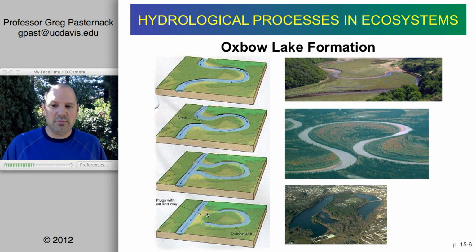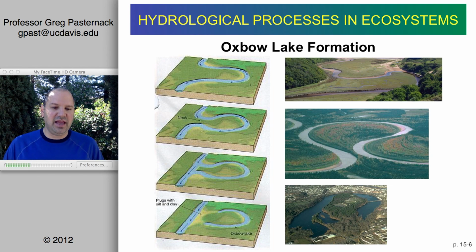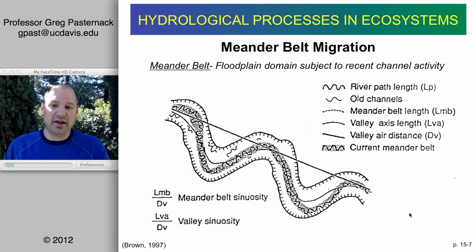Now if they don't plug completely, then it'll form something we call a tie channel because it's tying the oxbow to the river. But if it doesn't do that, then you just have a completely isolated oxbow lake. And here are some photos that are illustrating meanders, a neck, and then a cutoff, an oxbow. Another thing is that not only is the river meandering, but as it meanders, it creates what we call a meander belt.